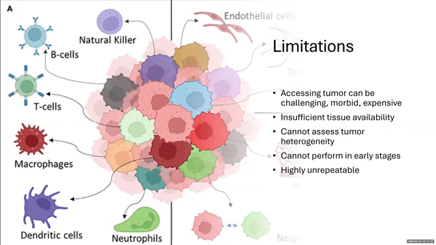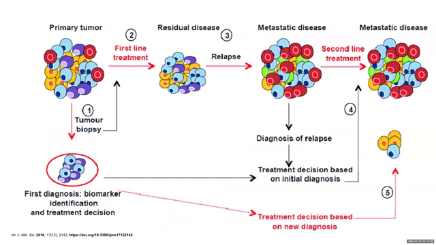And most importantly, you cannot look at the tumor heterogeneity with tissue biopsy. You are taking a slice of tumor from one location. You are just getting a snapshot at that specific instant. So repeated sampling and the tumor heterogeneity you cannot look at. So these are some of the limitations of tissue biopsy.